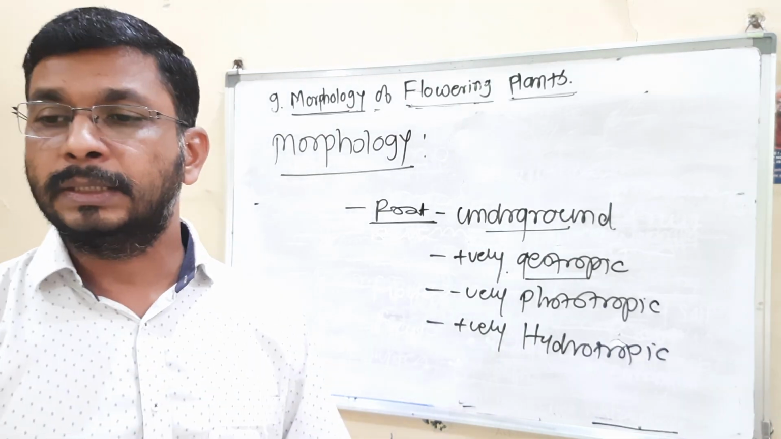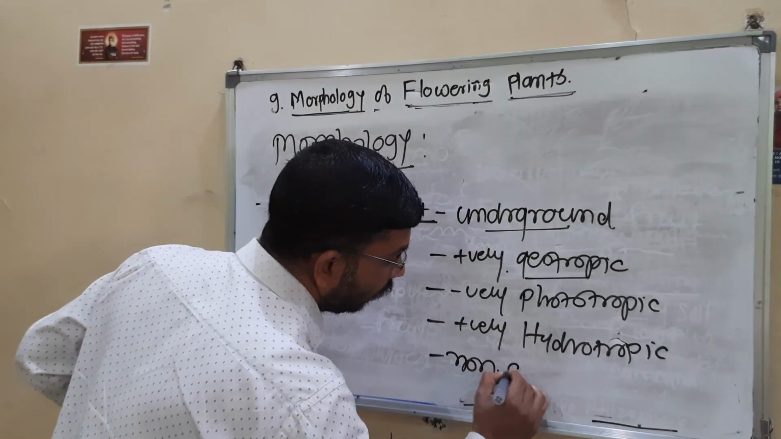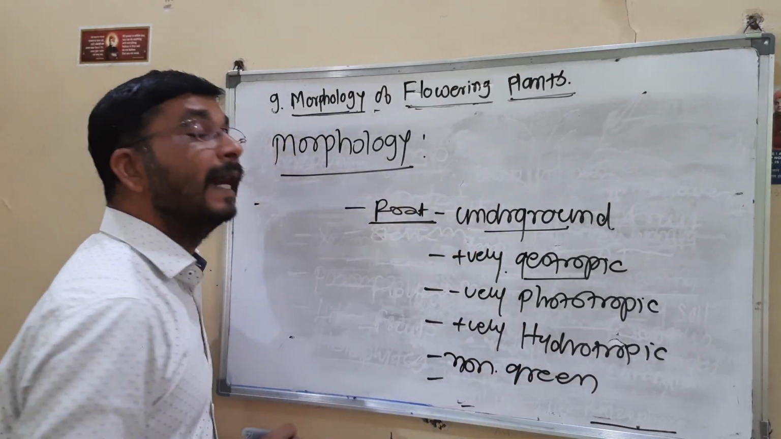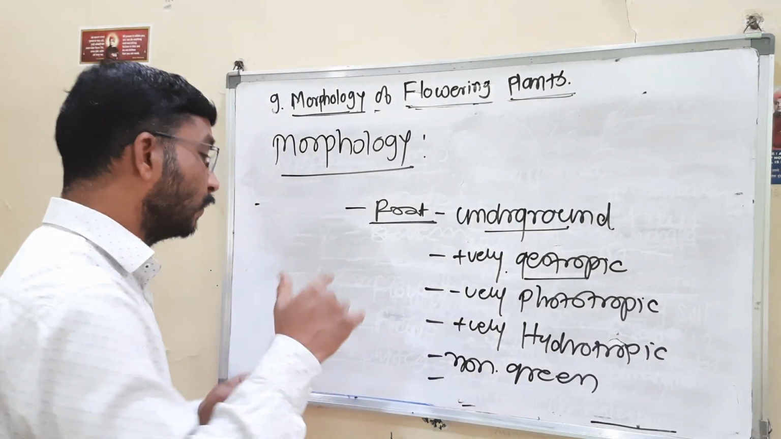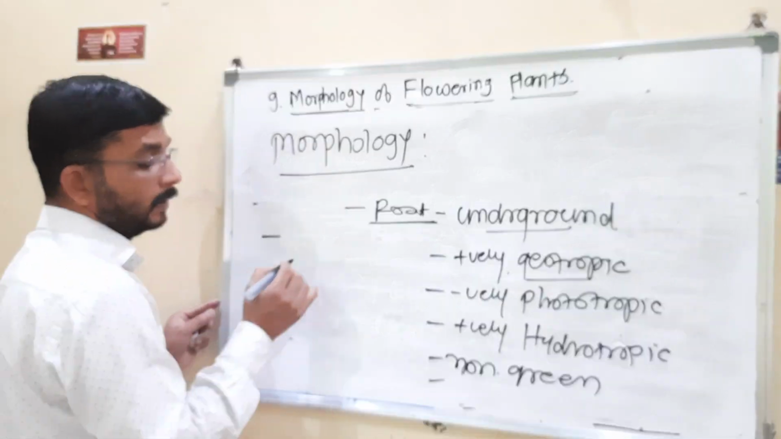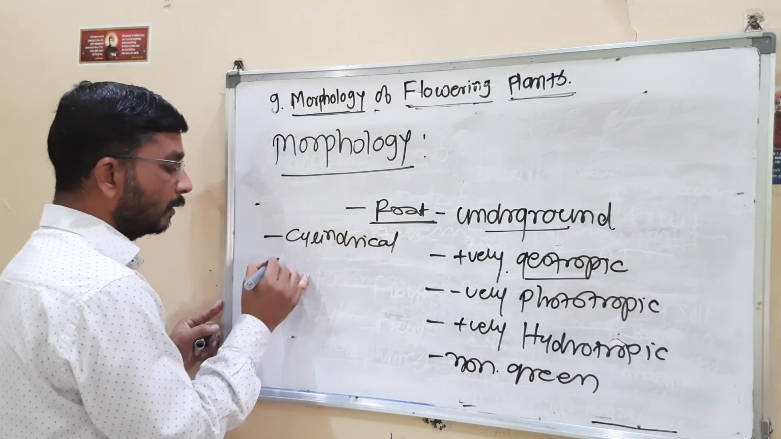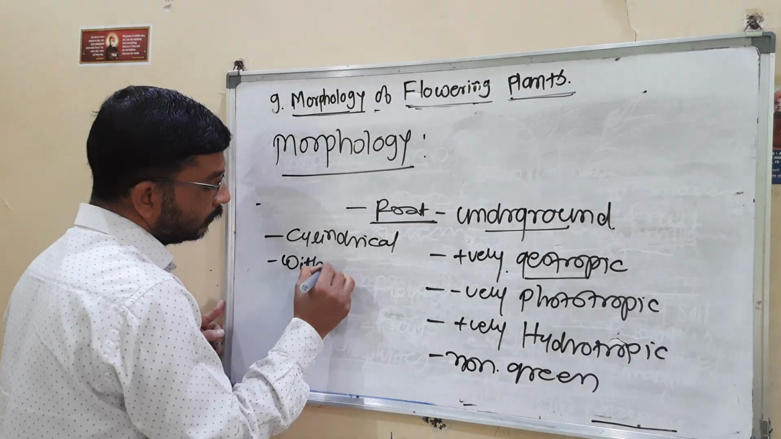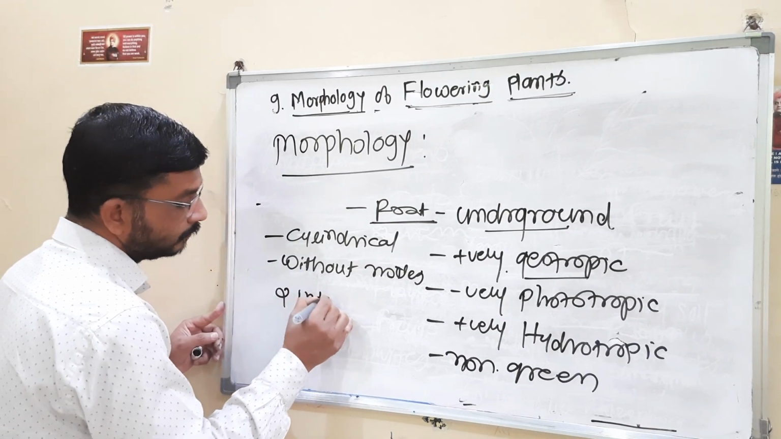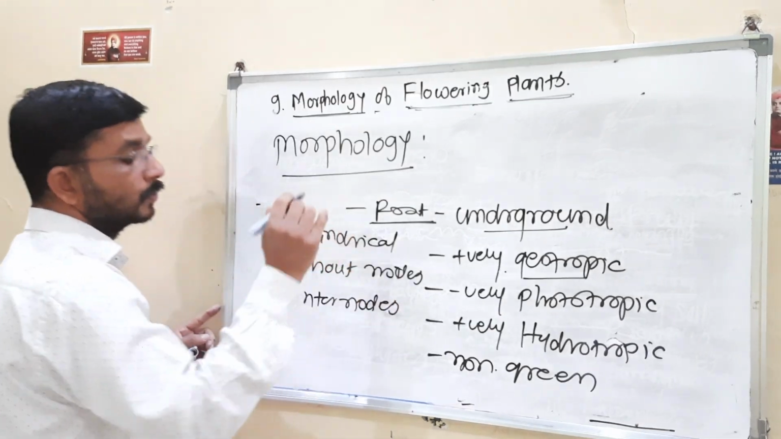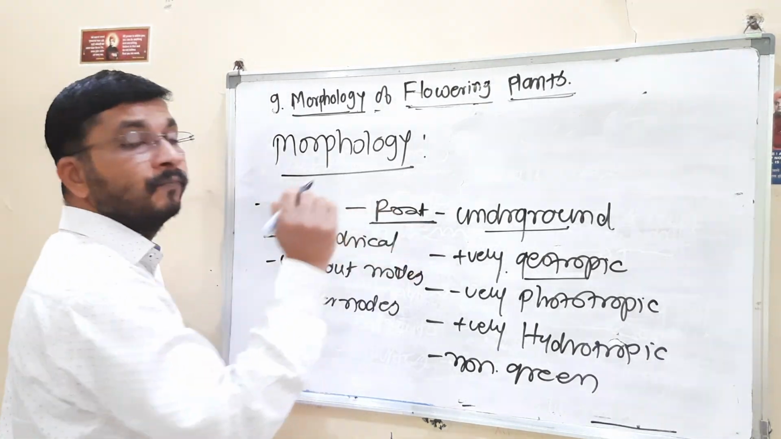Roots are generally non-green. This is a very important part. Non-green, cylindrical, and without nodes and internodes. Very good, this is the major point. That is non-green, cylindrical, and without nodes and internodes. This is the very important and peculiar character to identify the root.